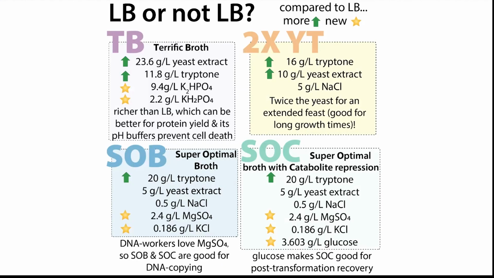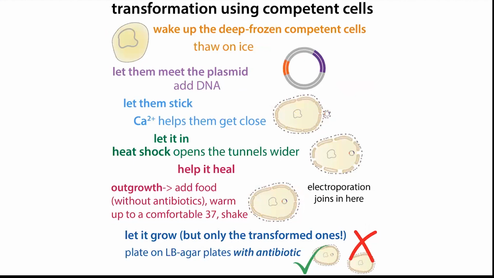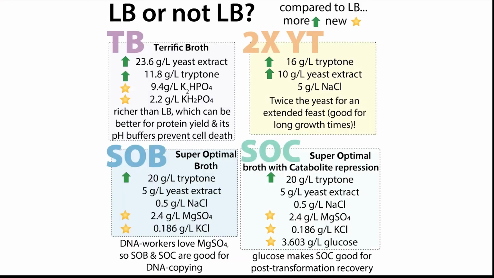SOC also has glucose, which is going to make it good for post-transformation recovery. So when you're basically allowing the cells to recover after a transformation, so after you use heat shock or something to get a plasmid inside them, and you want to let them recover before you add antibiotics and plate them, the glucose can help them with that recovery step. And then you can switch them to growing on LB, such as in your Petri dish.